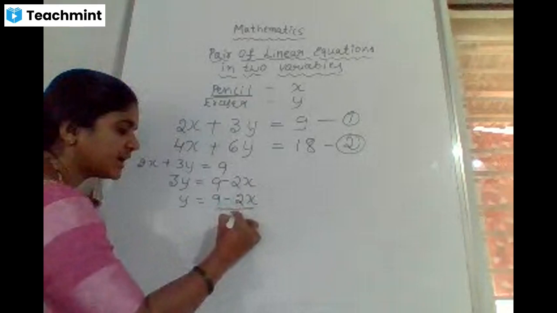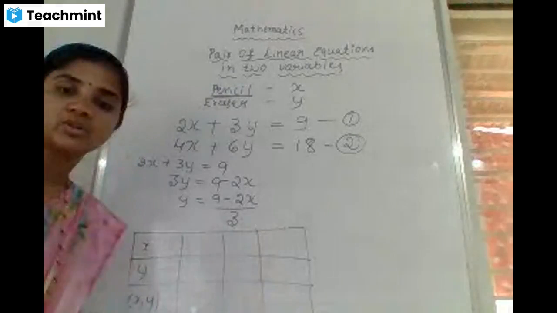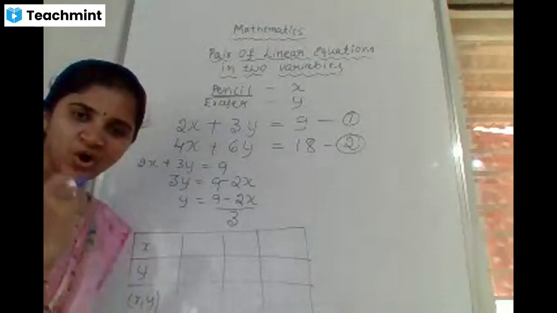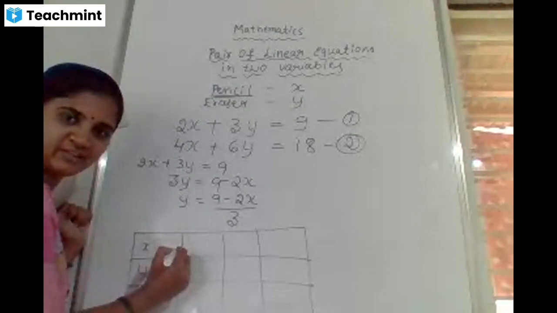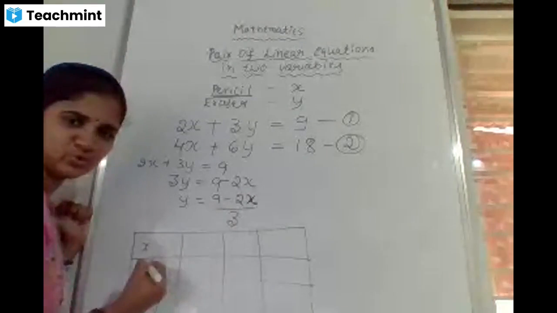Now you have to prepare the table like this. First is the x value, then the y value, then together x comma y. Minimum 3 points we have to search. Can we start now? See here, x value we have to choose.